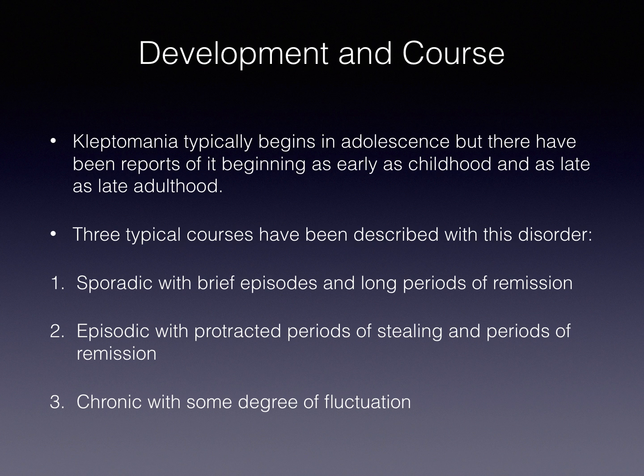It typically begins in adolescence, but it's been shown to begin as early as childhood, as late as adulthood, and everything in between. Kleptomania typically follows three courses that have been described. One, it's been sporadic with brief episodes and long periods of remission. Two, episodic with protracted periods of stealing and periods of remission. And three, chronic with some degree of fluctuation. So this really ranges from the least severe being sporadic and the most severe being chronic.